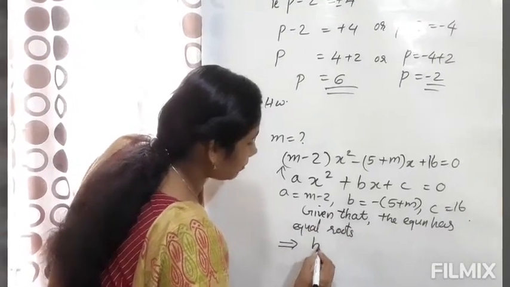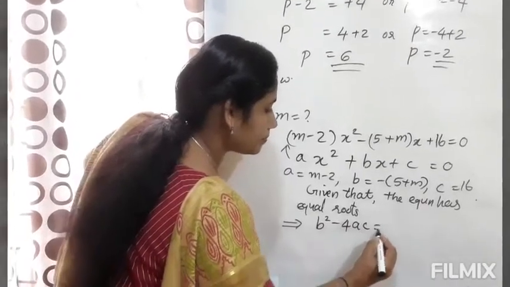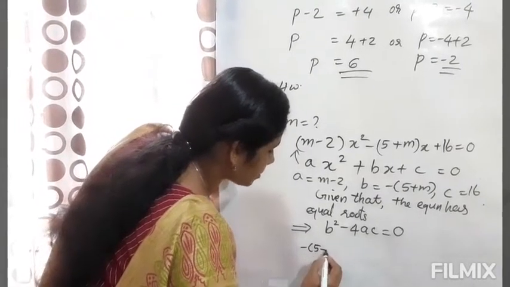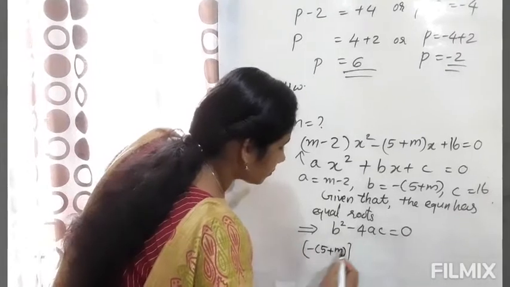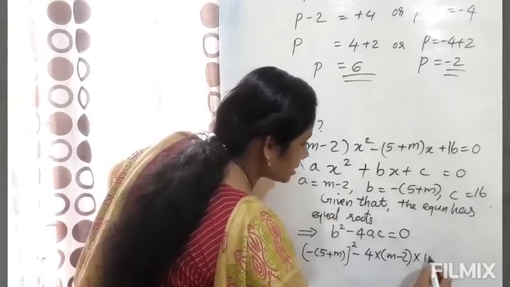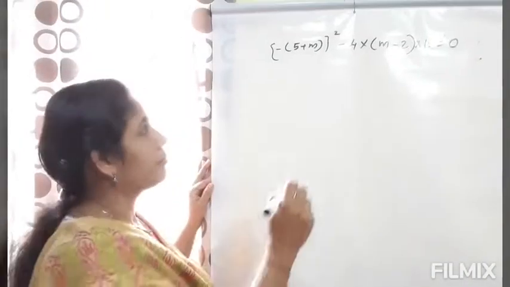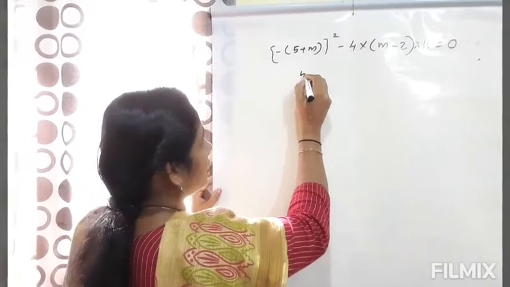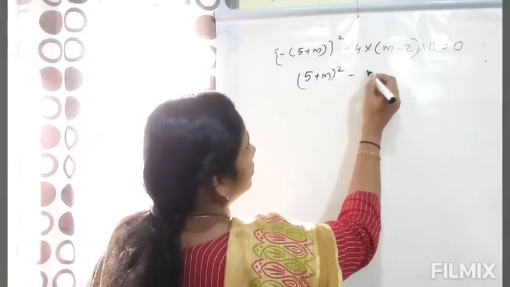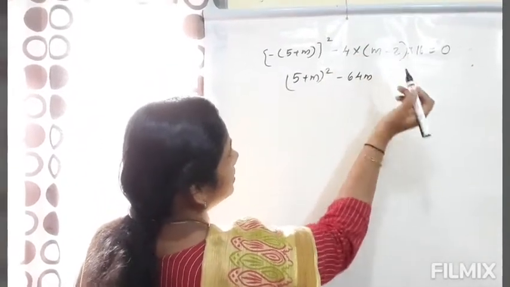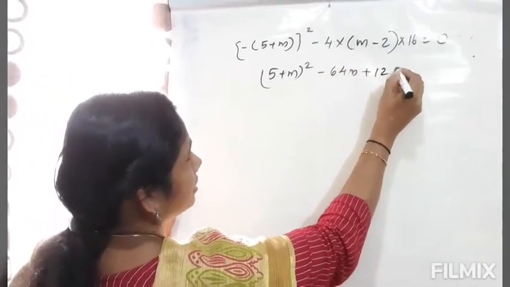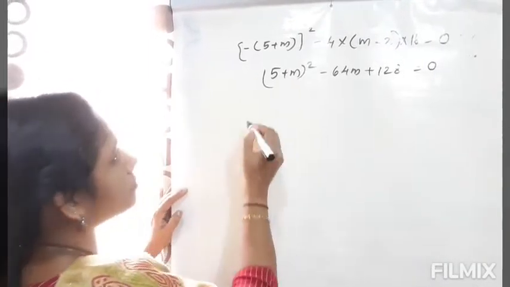That means b square minus 4ac equal to 0. Let us substitute the values here. Minus of 5 plus m square minus 4 into m minus 2 into 16 equal to 0. Minus of 5 plus m the square is the same as 5 plus m square, minus 16 into 4, 64m, minus of minus plus 8. Minus 2 into 4 into 16 is plus 128 equal to 0.